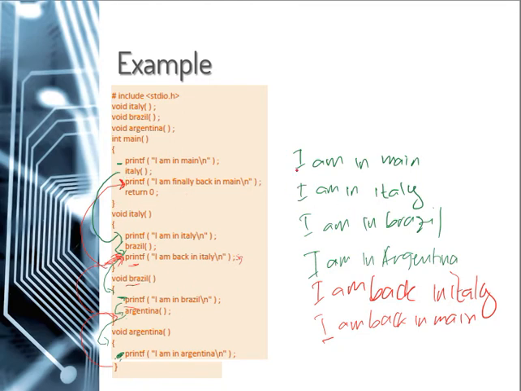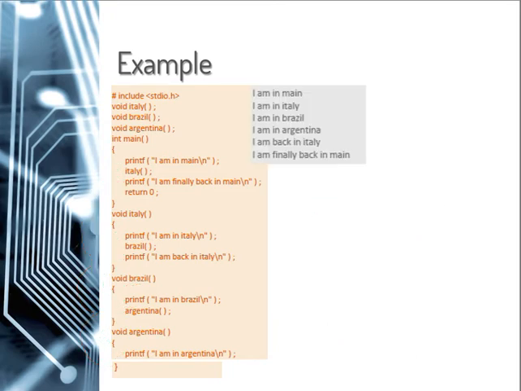So, here is our probable output. I am in main, I am in Italy, I am in Brazil, I am in Argentina, I'm back in Italy, and I'm back in main. So, let's look at the output. And yes, I'm back in Italy and I'm back in main. So, our assumption is correct. Our guess about the compiler was right. Okay?